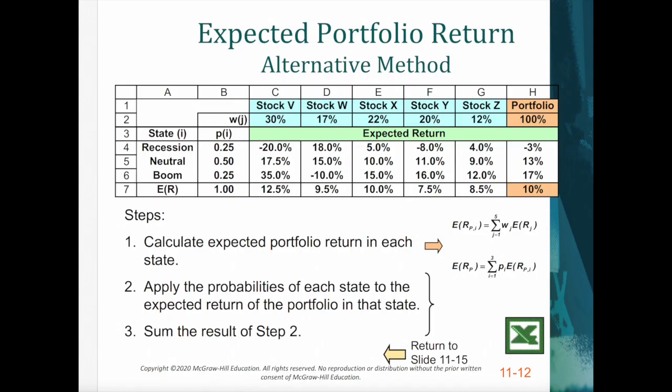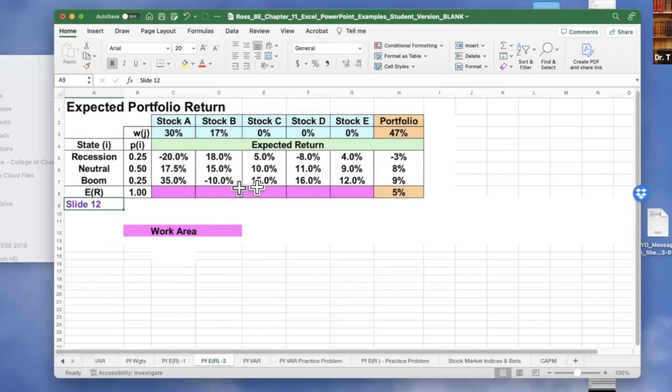We're going to calculate the expected return for each one of these stocks, stock A, stock B, stock C, stock D, stock E. And then that's going to update the expected return for the total portfolio, which is right here in cell H8. Do not change anything on this worksheet unless it is a pink cell.